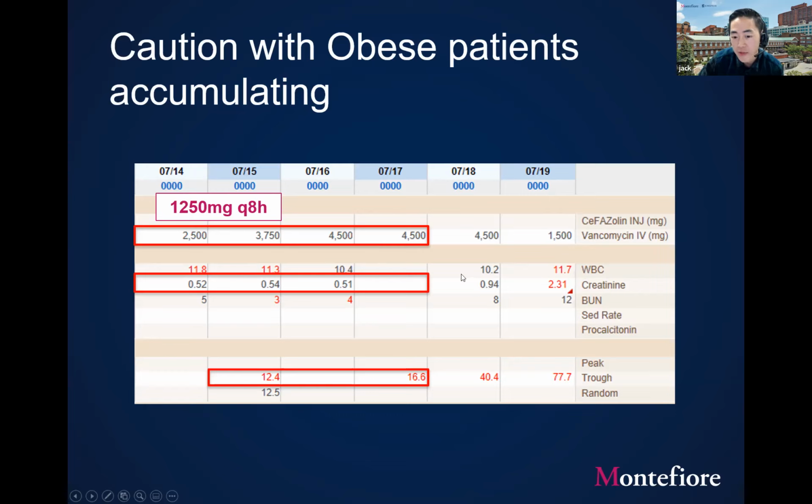If you're not on top of this, obese patients will rapidly accumulate vanco. And this is sort of what happened with this guy. He went to 40 and then 77, and then lo and behold, the creatinine goes from 0.5 to 0.9 to 2. So it's not wrong to give obese patients a lot, but you have to remember to not give them too much and to be on top of it, because they'll be therapeutic one day, but then the next day you'll overshoot it.